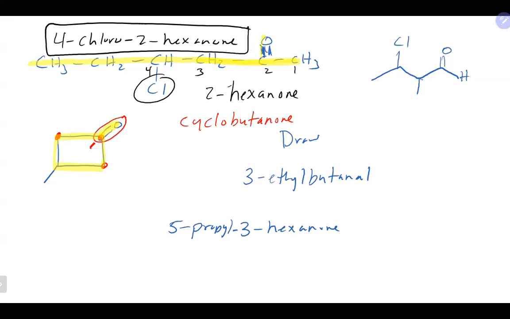And that means, I think in this case, either way, you will get to carbon number 3 there for your methyl group. So that's going to give you 3-methylcyclobutanone. Any questions on that one there?